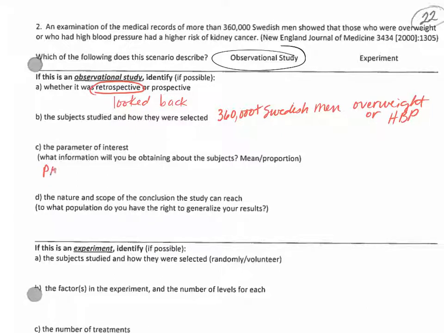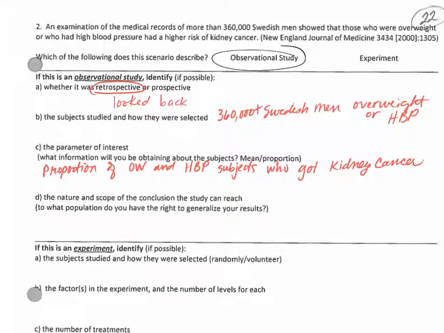Okay, good. So the parameter that we're interested in is the proportion of the overweight and high blood pressure subjects, Swedish men, who got kidney cancer. Okay?